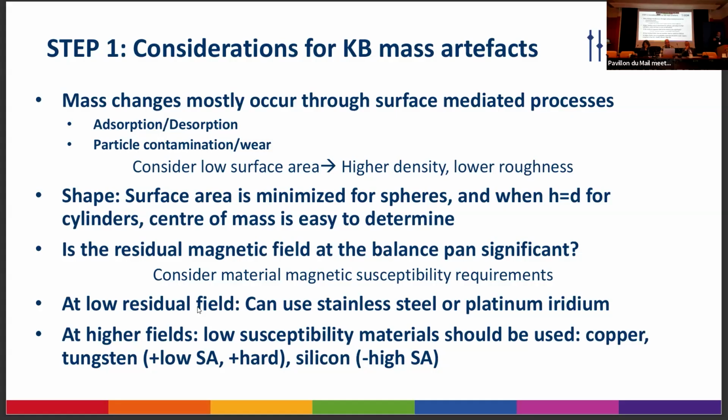You can use stainless steel or platinum. These are standard materials. If you have higher fields where it might be significant, you can use diamagnetic materials like copper and silicon. We've also used tungsten, and tungsten is actually quite good because it's relatively inexpensive, very dense, and very hard. There is a complicated oxide structure on it, which might make the sorption a little more difficult sometimes, but so far we've had good experience with it, and the stability has been pretty good.